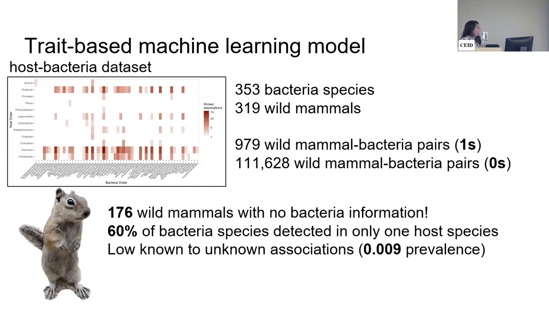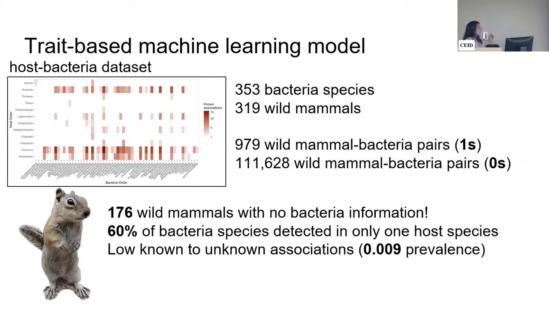Some notes on that: there are 176 wild mammals in North America we have no bacterial information on. Certainly there are commensal and possibly pathogenic bacteria in all these vertebrate species. With more than half of the wild mammals having no bacterial information, you can see where we are with wildlife surveillance at the moment. And only 60% of the bacteria are in one species. That might be because bacteria are more species specific, or it could be a sampling artifact.